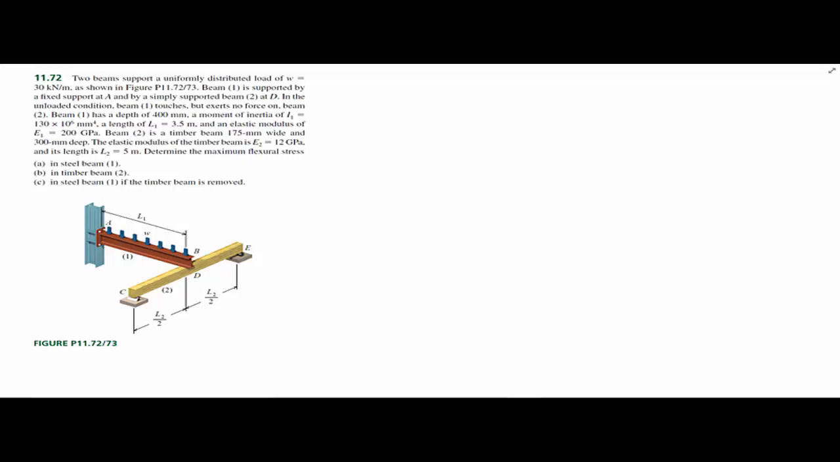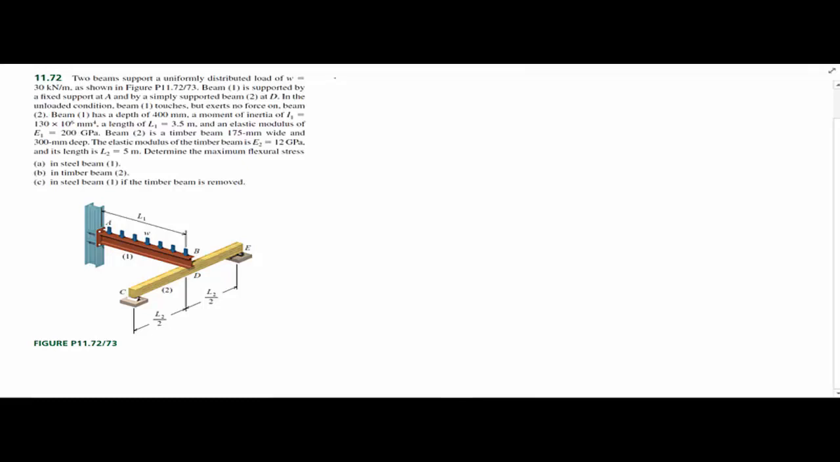And then we're given a bunch of information about the properties of each beam. And it says here, determine the maximum flexural stress in beam 1, in the timber beam, so beam 2, and then in the steel beam, which is beam 1, if the timber beam was removed. So there's a lot of information given, so what I want to do first is identify all this given information.